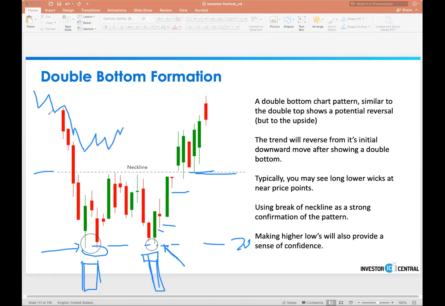Okay, now from making lower lows, we want to see it make higher lows. Does that make sense? To catch this double bottom. Okay, exact same idea. All right. So if you got in prematurely, use this as a level of stop loss.